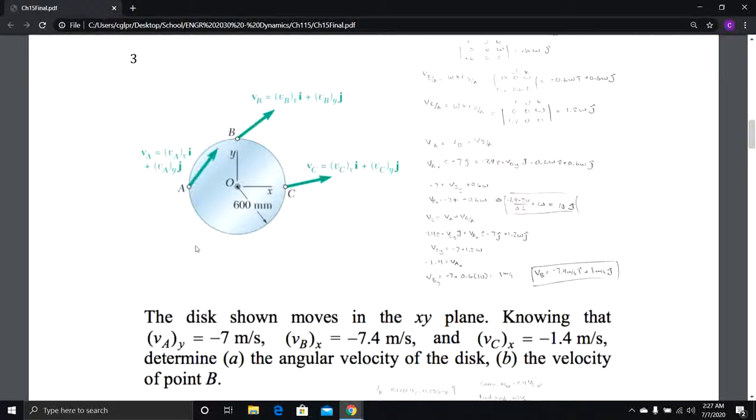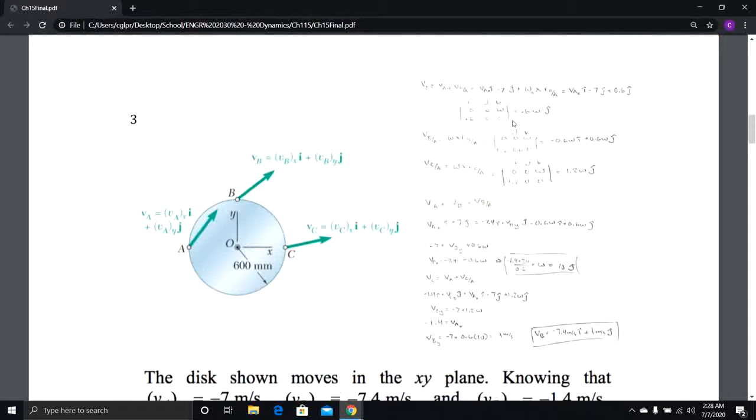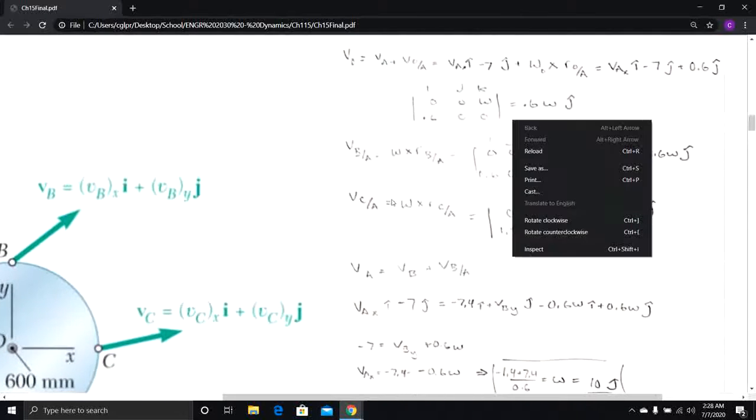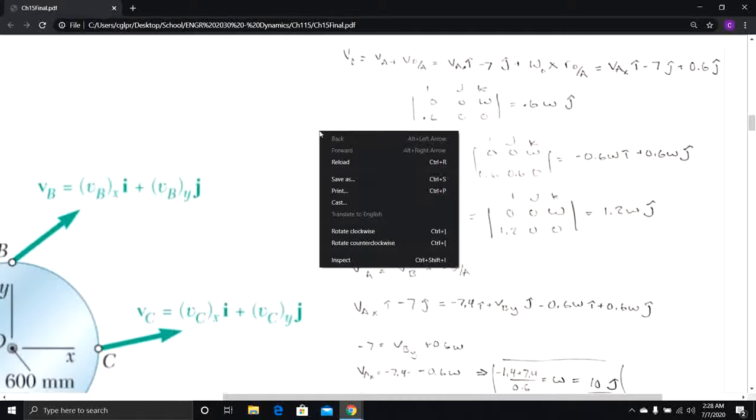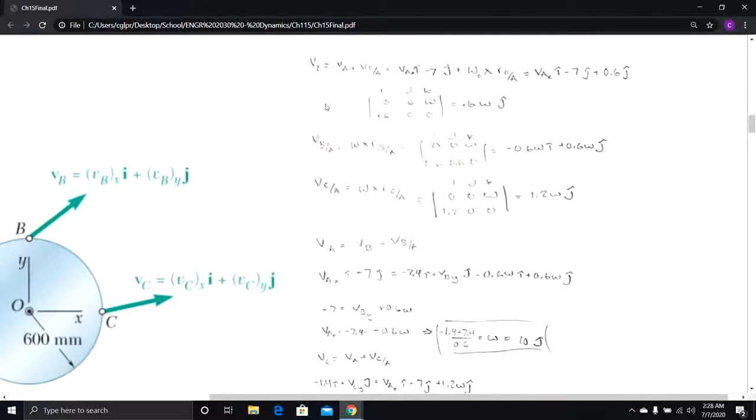I mean, just take a look at the velocity of A in the J direction. This thing should be pointing down, right? The X direction for B should be going to the left. C should be going to the left. So that threw me off a little bit, but that's fine. So start looking at the velocity of the origin compared to the velocity of A.